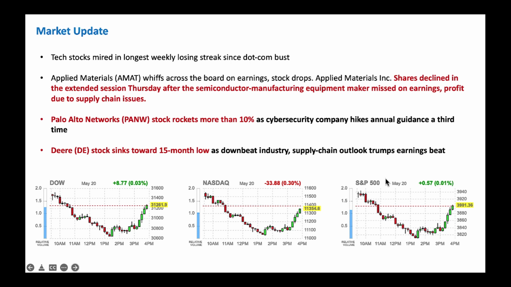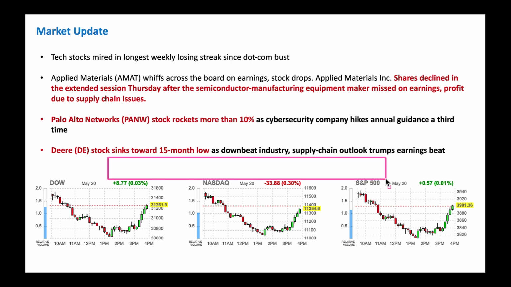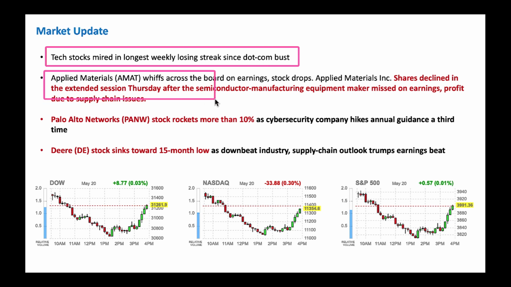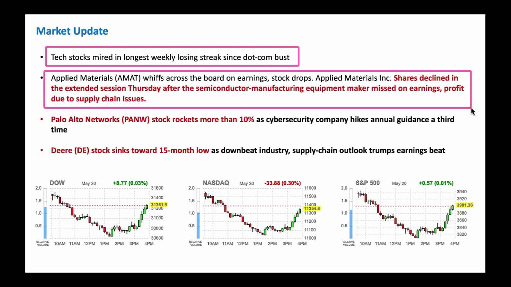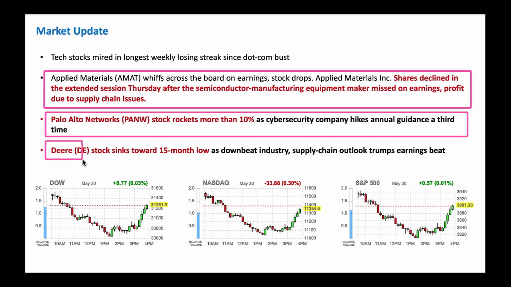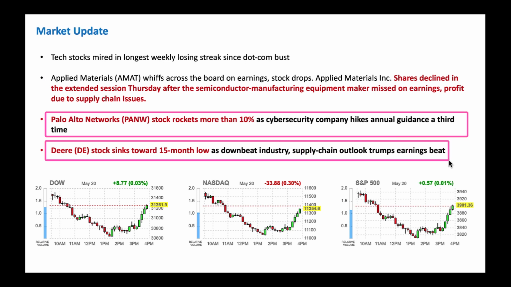All right, so look, from a market perspective, we are not in great shape. Tech stocks have their longest weekly losing streak here, and semiconductor stocks like Applied Materials, they're not doing great. There is supply chain issues. On the other hand, Palo Alto Networks went higher after the company gave higher guidance. And we got John Deere came down. It is at a 15-month low right now, and market is really whipsawing here.